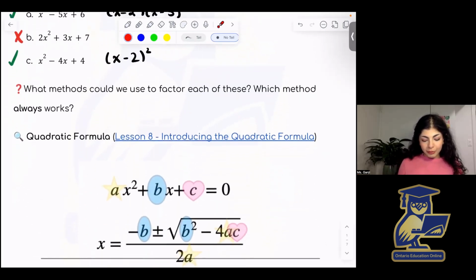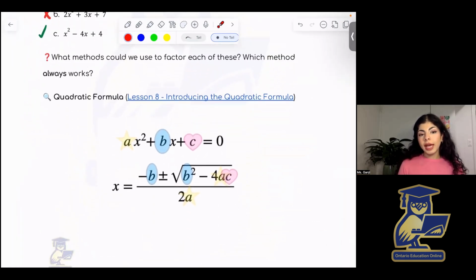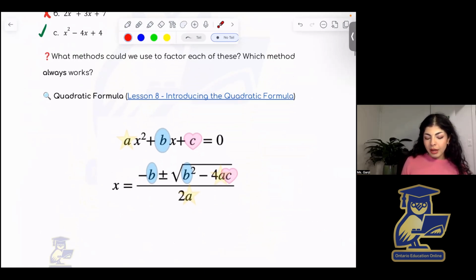A little bit of review here as well. Having a quadratic function in standard form, ax squared plus bx plus c is equal to 0, our quadratic formula tells us that the solution to this equation is going to be two possible solutions, x1 and x2, and we can obtain them from this formula, which is -b plus or minus the square root of b squared minus 4ac over 2a. And the a, b, and c come from the a, b, and c of your standard form.